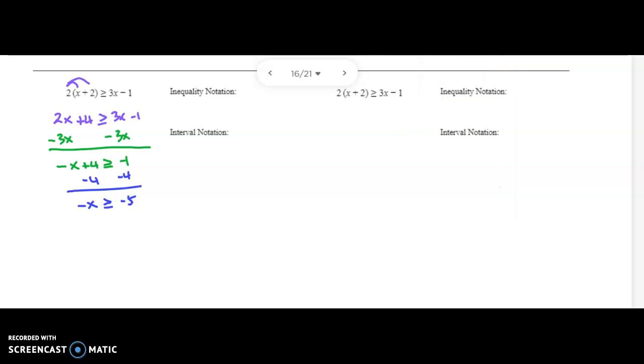And lastly, I need to divide by negative 1 because I need a positive x. At this step, because I divided by a negative 1, I'm going to make sure that I switch the inequality sign. So x is less than or equal to 5. So that's the inequality notation. For the interval notation, x is less than or equal to 5, so it's a filled-in circle and to the left. That's going to be negative infinity, comma 5 with the bracket.